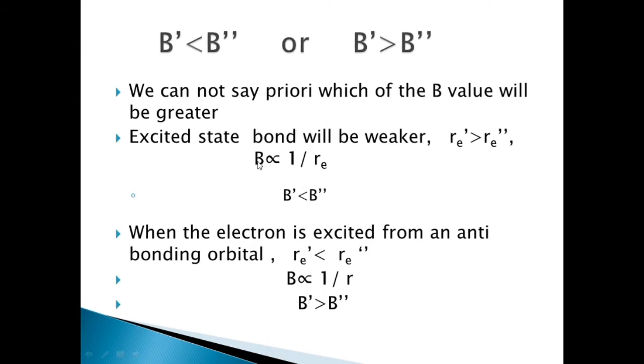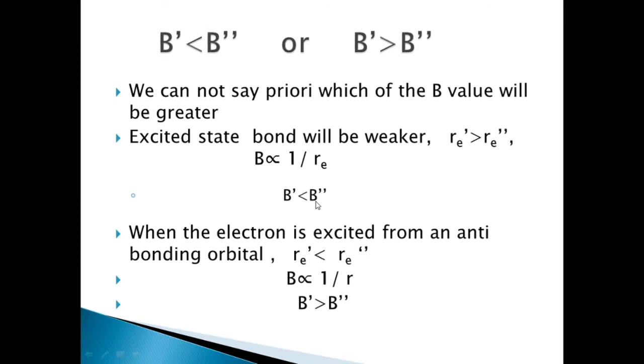Now, since the rotational constant is inversely proportional to equilibrium bond length, and the equilibrium bond length increases, in that case the rotational constant is small. So in this case B prime, that means the rotational constant of the excited state, is less than the rotational constant of the ground state. This is the normal case: the rotational constant of the excited state is less than that of the ground state.